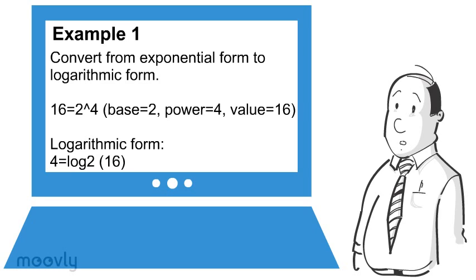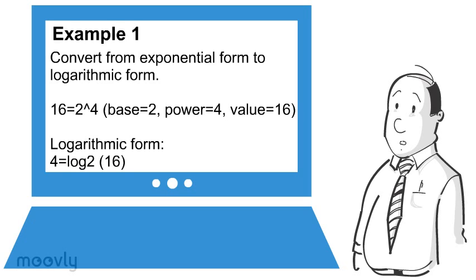Here we have the exponential equation 16 is equal to 2 to the power of 4. We know that the base is 2, the exponent is 4, and the value is 16. In logarithmic form, the y value is the exponent, and the x value is the y value of the exponential function. Therefore, in logarithmic form, the equation would be 4 is equal to the logarithm of 16 to the base of 2.